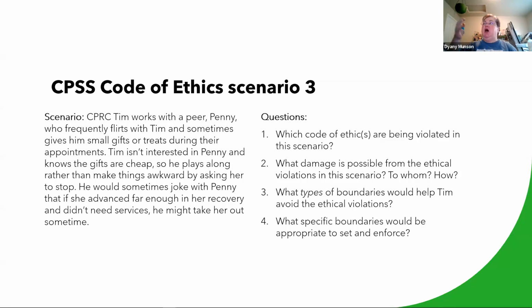I know with peer support, there's not in writing a specific period of time that we are not allowed to contact, but generally you go with the agency. So it's usually at least 2 years before you can engage with somebody in other ways. Even then, just saying, when you don't need services anymore, we can go out, is usually not even ethical by itself. And on top of that, he's not interested in her. He doesn't care, right? So what types of boundaries would help Tim avoid the ethical violations?